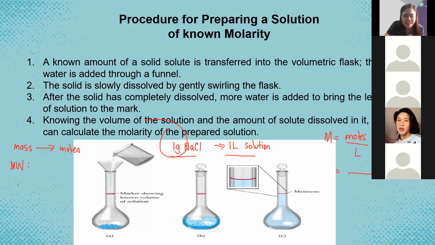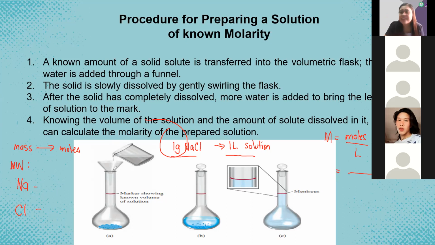Let's have the molecular weight. How do we compute for the molecular weight? My instruction, di ba, is to list down all the elements present in the compound. So you have Na and then you have the Cl, the sodium and the chlorine. And then the next thing to do is to determine the number of atoms. Again, number of atoms present in the compound.